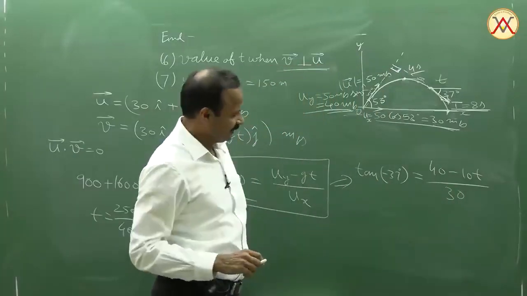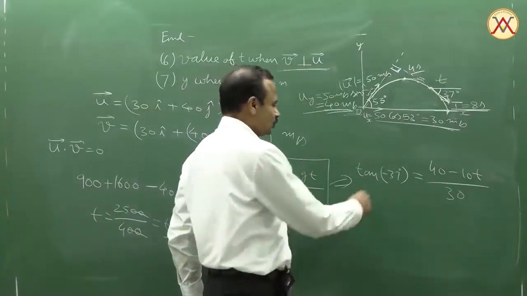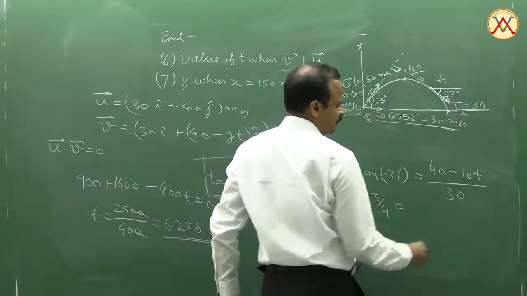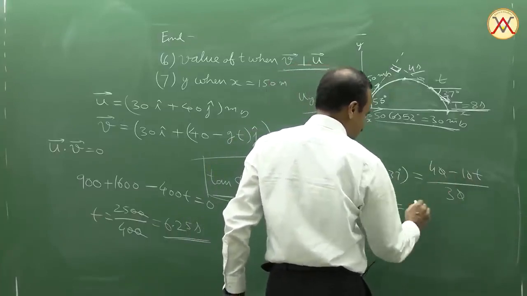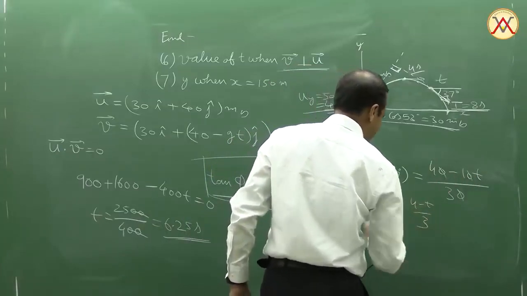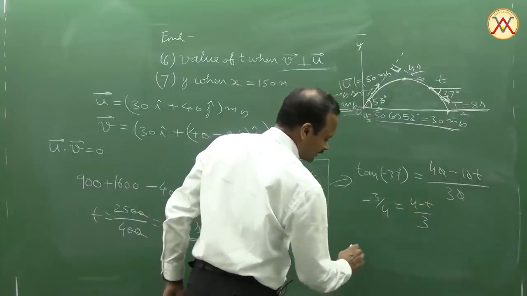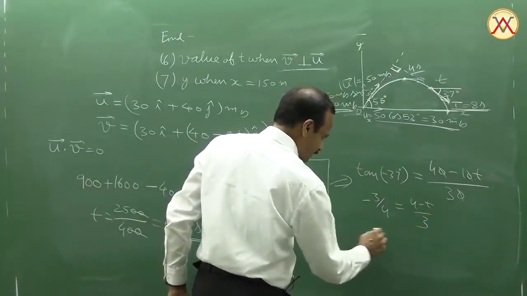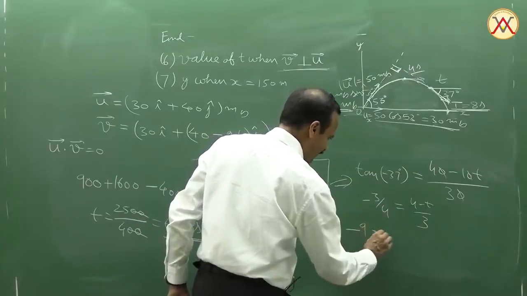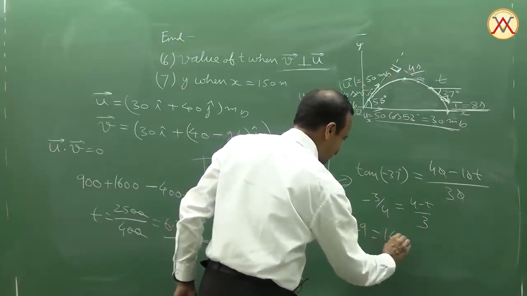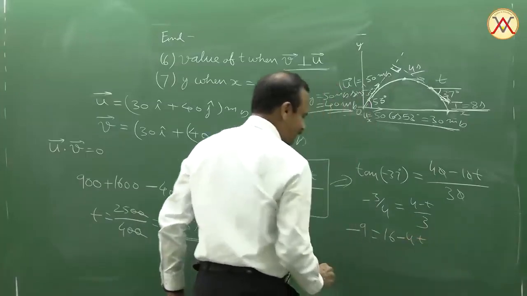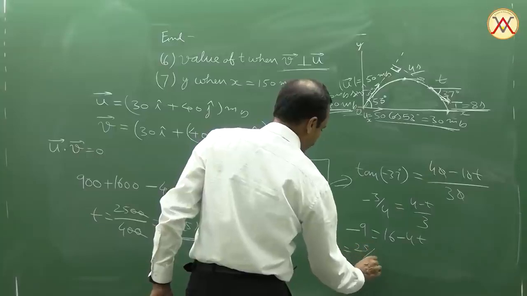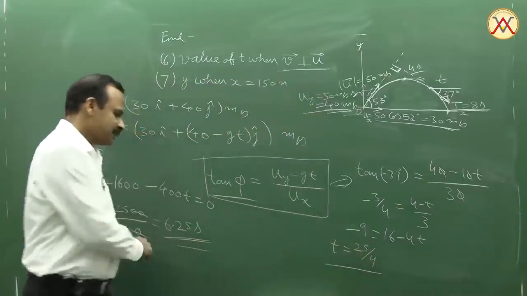Now tan 37 is 3 by 4. So tan negative 37 is negative 3 by 4, equal to 10 is cancelled here, so it is 4 minus t by 3. And if you solve this, you can get minus 9 equal to 16 minus 4t. So you get t is equal to 25 by 4. Again, the same answer.